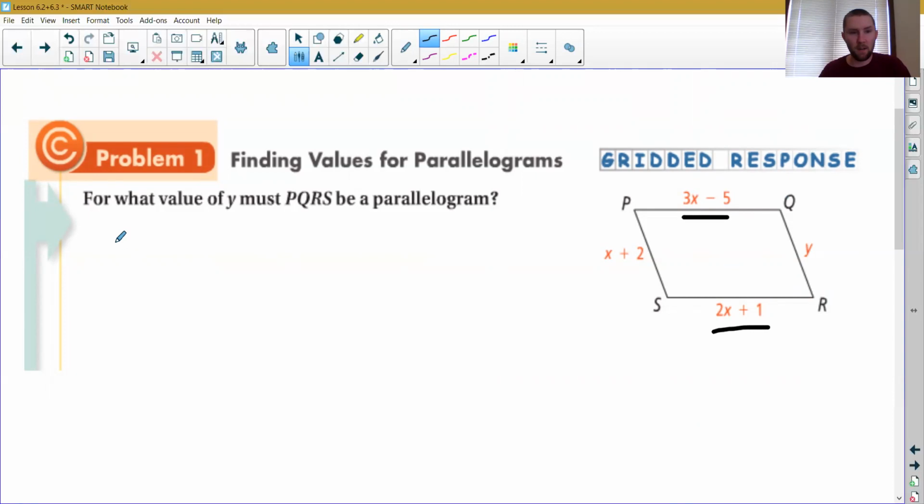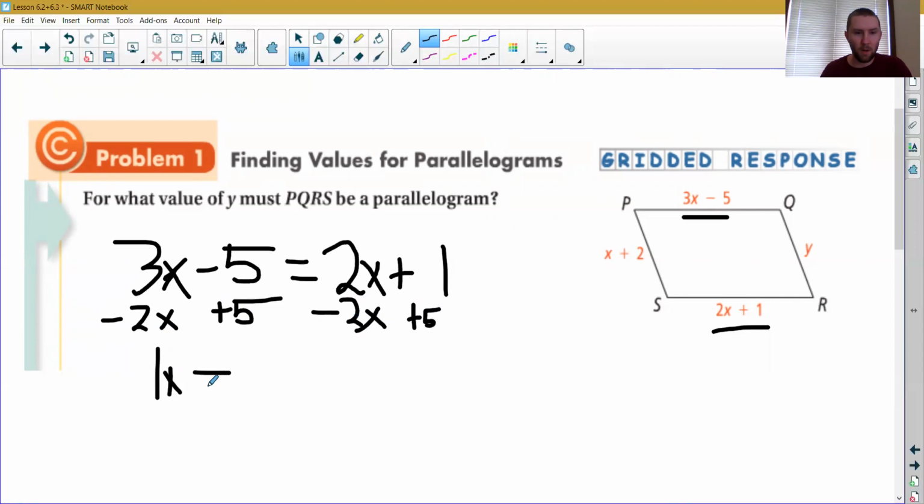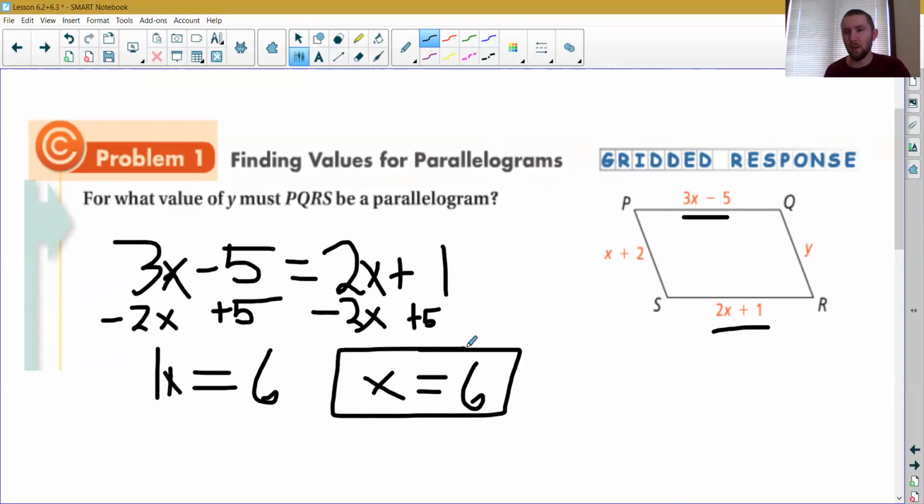So if I take the length of PQ, 3x minus 5, and I set that equal to the length of SR, 2x plus 1, this is going to lead me to a value of x. In order for this to be a parallelogram, I will need these to be equal. And so that'll lead me to a value of x that would make this true. So, this is an equation that I think hopefully we can solve, move all the x's to one side, 1x, and then we'll add the 5 over to the other side, plus 5, and we get 1x is equal to 6, okay? So x equals 6 is the value of x that would make this a parallelogram.